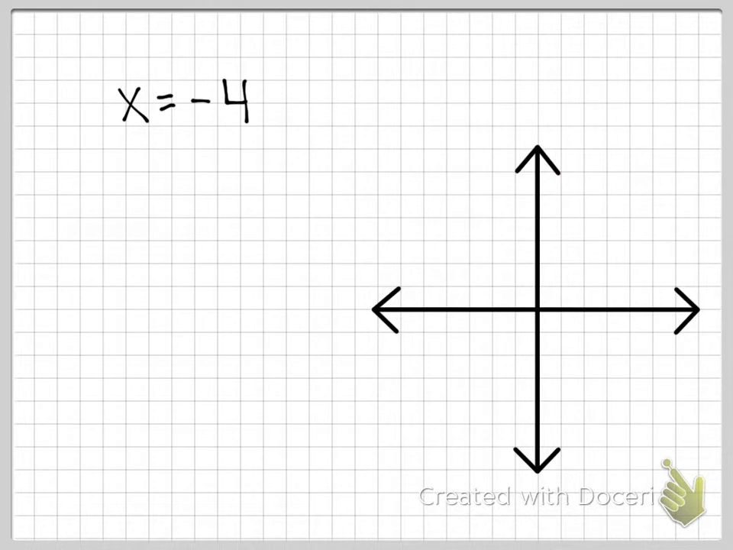So here's just your last example doing the same exact thing. X is equal to -4 in this instance. So I'm going to plot a point at x equals -4. And x is always going to be -4 no matter what y is. So I can draw a line straight up and a line straight down, connect my points, and there's my graph of x equals -4. Again, this example and the last example are undefined.